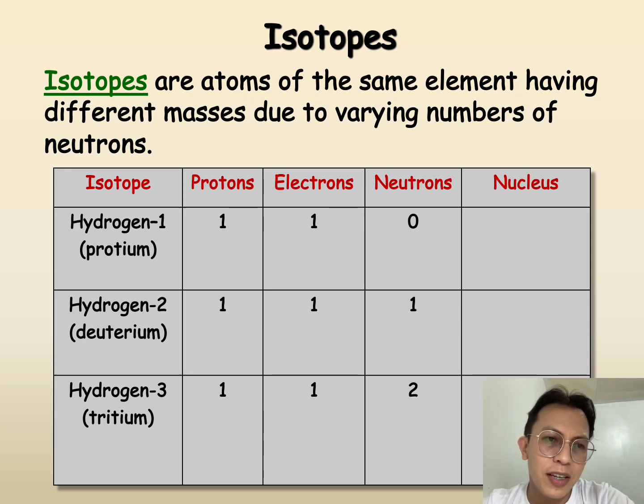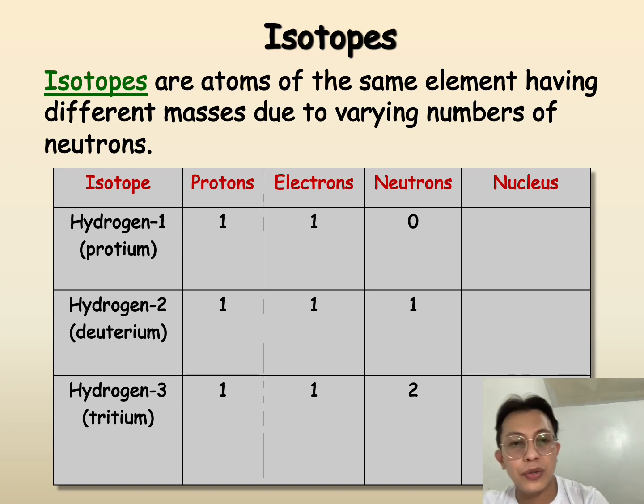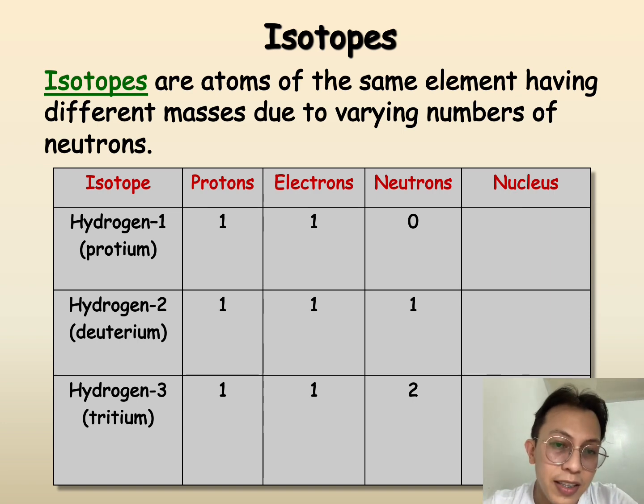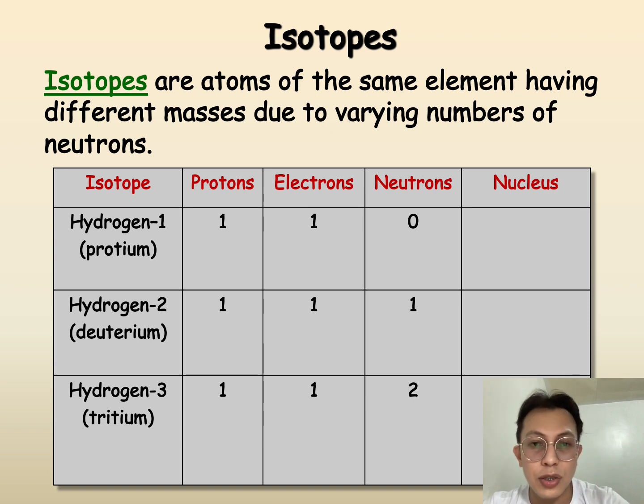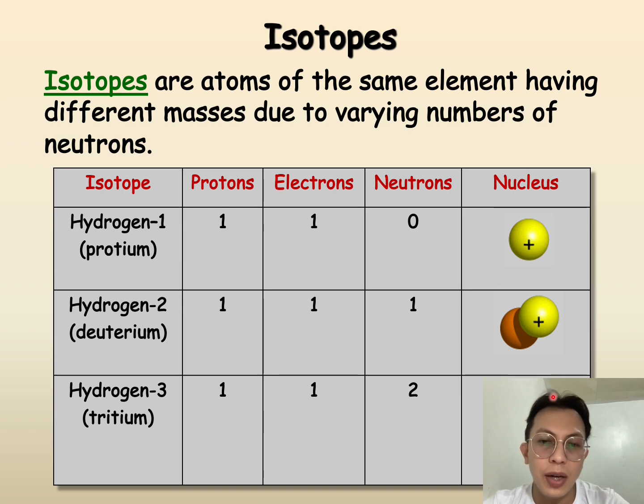So the first hydrogen has 0 neutrons, the second has 1, and the third has 2. So they differ in terms of the neutrons. Basically, this is the illustration or diagram of the isotopes. One has only one proton, another has one neutron and one proton, and this one has two neutrons and 1 proton. So basically, to avoid confusion, isotopes are the same element but with a different number of neutrons.